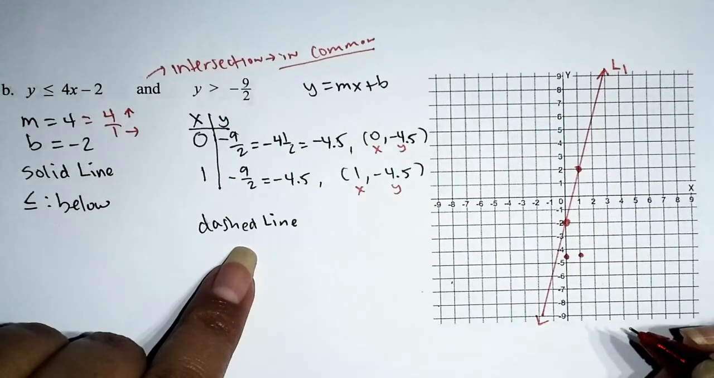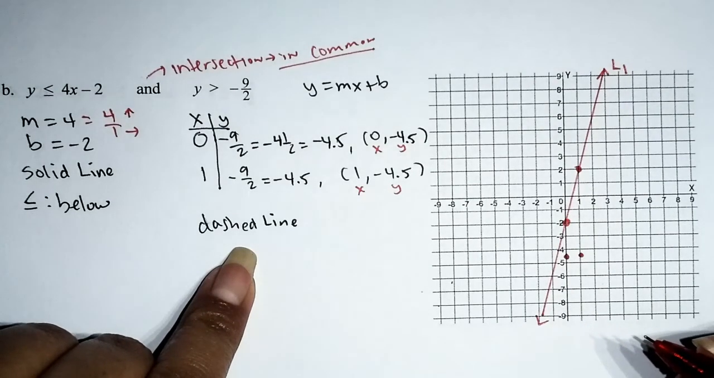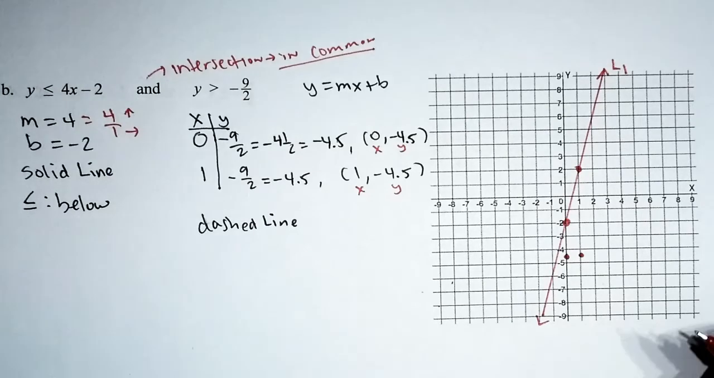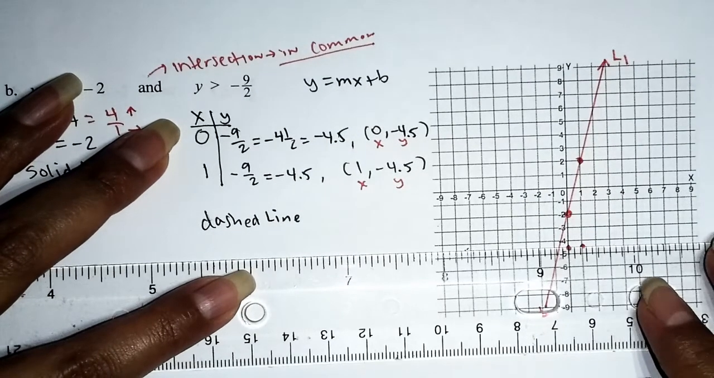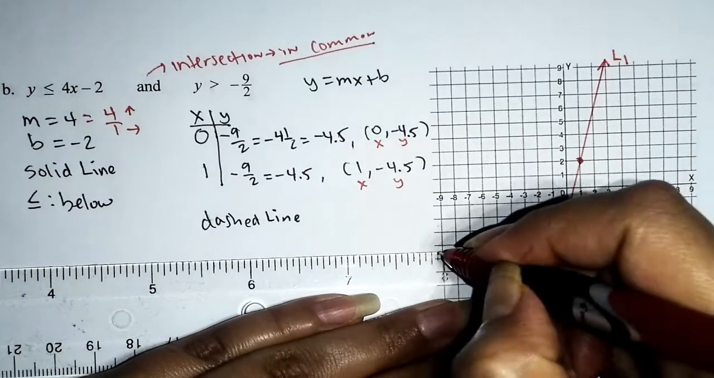We had said that the points on the boundary line are not part of the solution, so we're going to do a dash line. Okay, I'm going to take my straight edge, hold it as best as I can, and then we'll do a dash line.